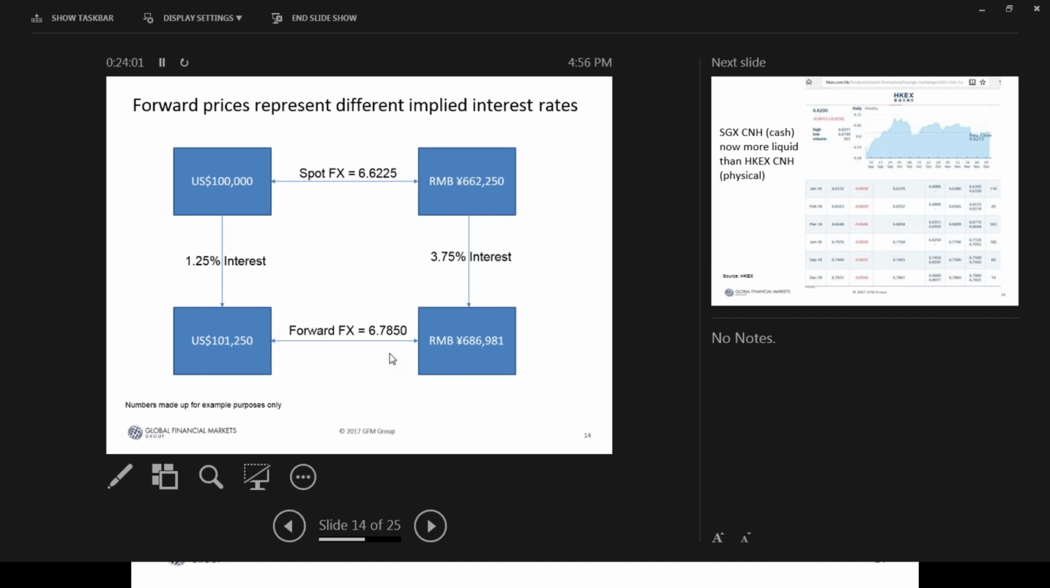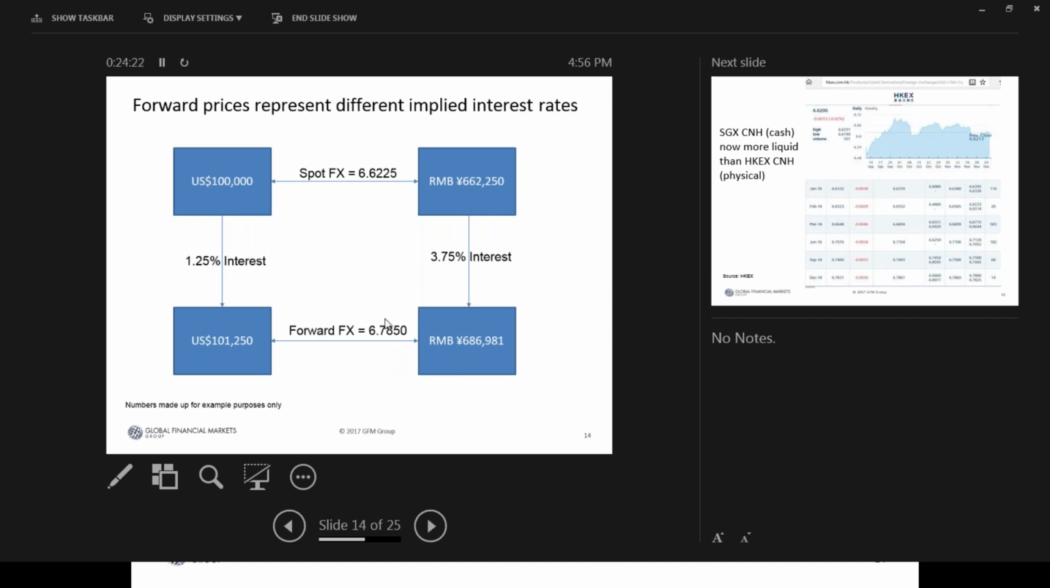So what that means is that those two different interest rates, if you were to convert the same two piles, you no longer have the 6.625 exchange rate you started off with a year ago. Your FX rate 1 year forward is 6.7850. That's not to say that's what the rate will be in the future, but that's the rate at which you can trade it now for the amount of money being settled in the future.